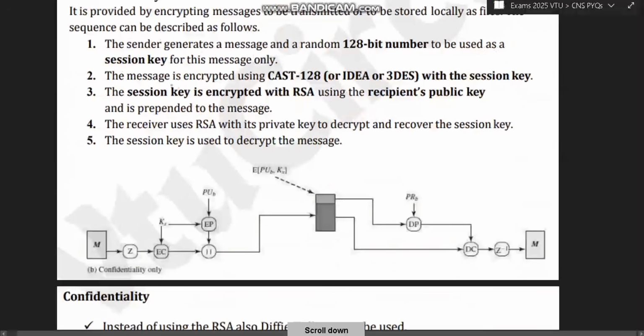Okay, so firstly what happens, the sender generates a message and a random 128 bit key to be used as a session key. For each session there will be a key, that will be lasting for a period of time. So the sender has taken a message, it will be taken to Z.